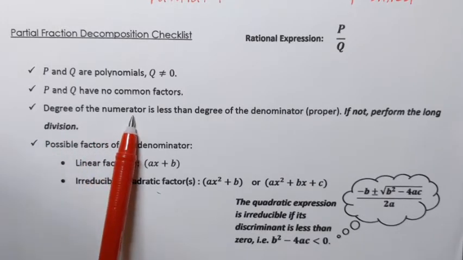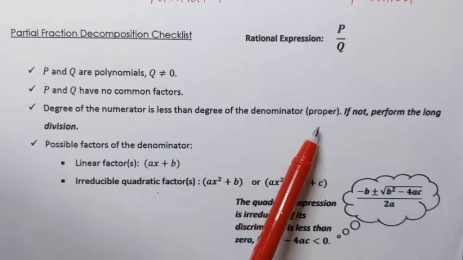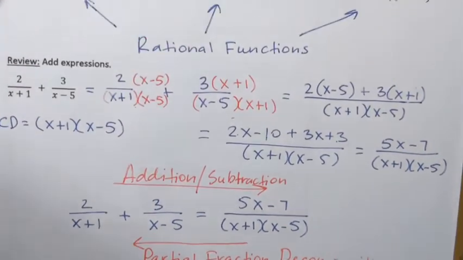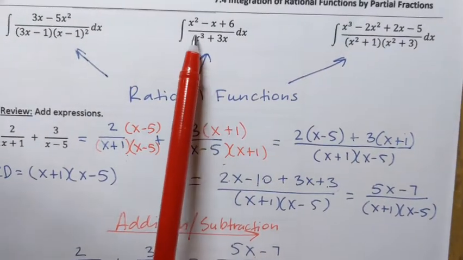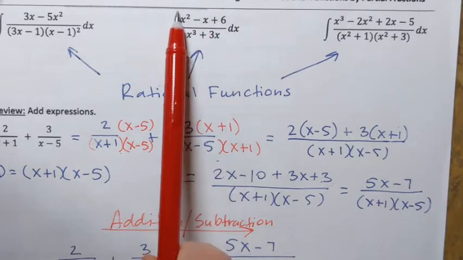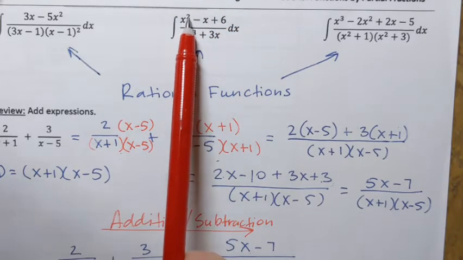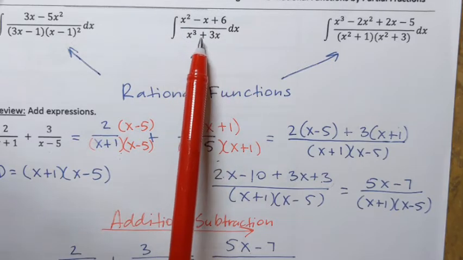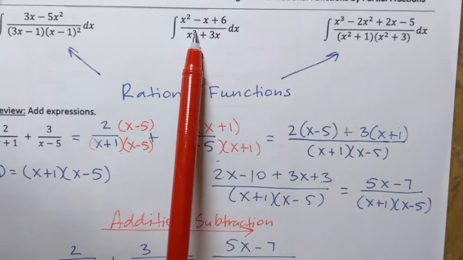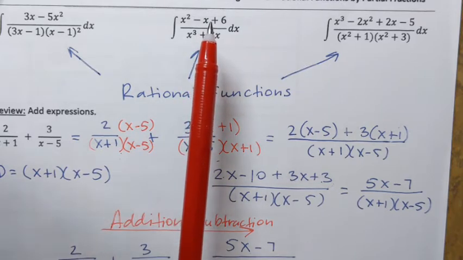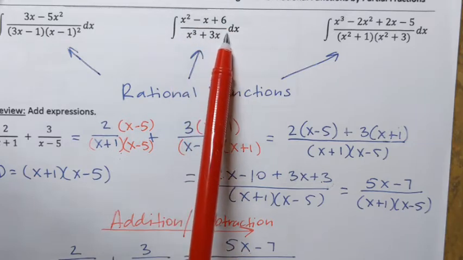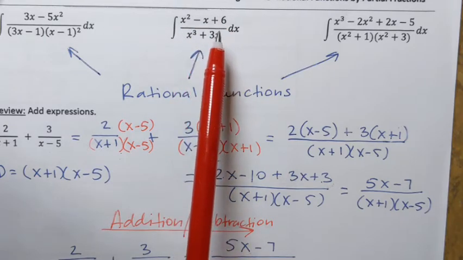Now, the degree of the numerator should be less than the degree of the denominator, and that's when we say that the rational expression is proper. Now, what is the degree? Remember, degree is the highest power of the polynomial expression. If I look at the numerator here, its degree is 2, since 2 is the highest power. And the denominator is a polynomial of degree 3, because 3 is the highest power. So before we start partial fraction decomposition, we want to make sure that the degree of the numerator is less than the degree of the denominator. That's what we call a proper rational expression.